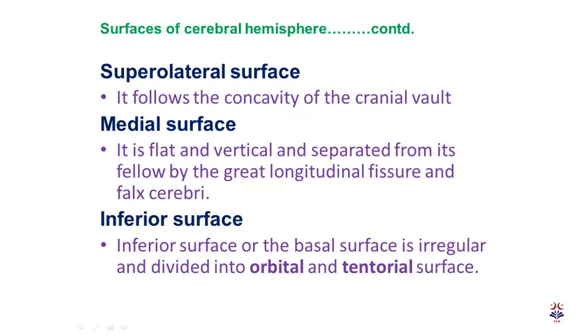Superolateral surface follows the concavity of the cranial vault. Medial surface is vertical and flat, and the two medial surfaces of the two cerebral hemispheres are separated by the falx cerebri. Inferior surface or basal surface is irregular, and we have seen in the picture, it is divided into two parts, orbital and tentorial.